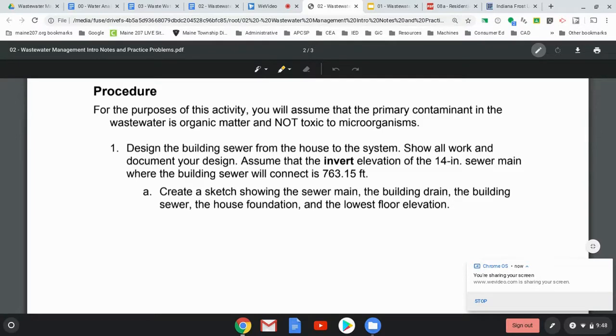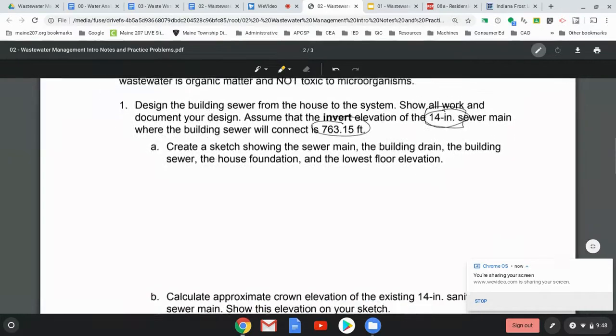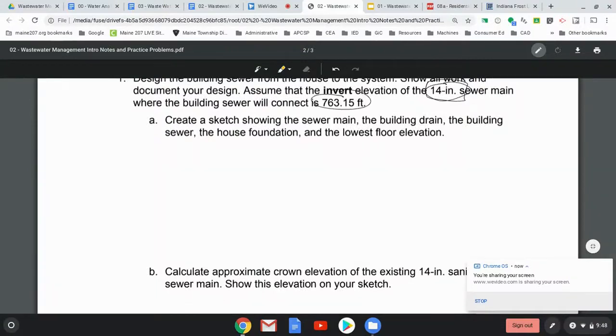All right, so some basic information. The invert elevation at the sewer main is, the pipe is a 14-inch diameter pipe, sewer main, and then the elevation is 763.15. All right, so if we just draw a quick sketch to understand what that looks like, we're going to do that here. So we've kind of seen this in our PowerPoint.